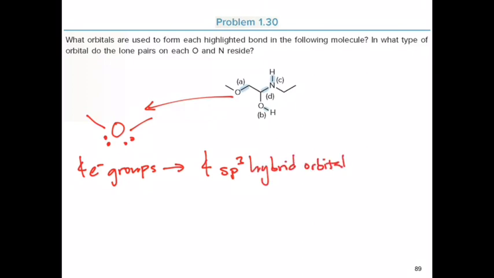All right, so every single one of these bonds is sp3 hybridized. So these electrons over here are also sp3 hybridized, which means that they reside in the sp3 hybrid orbitals, which basically answers question number 2. In what type of orbital do the lone pairs on each oxygen and nitrogen reside? So the lone pairs in this specific oxygen reside in the sp3 hybrid orbitals.